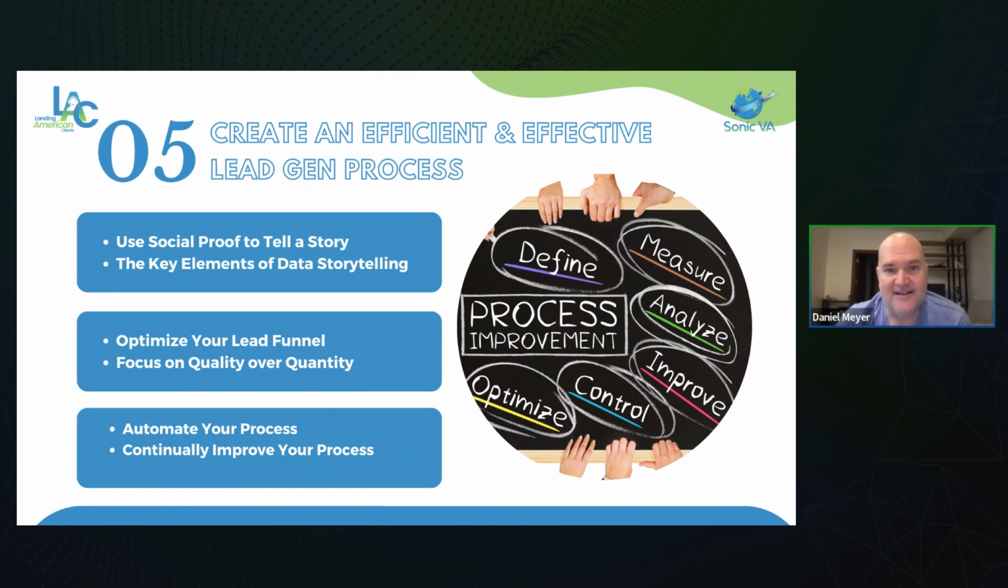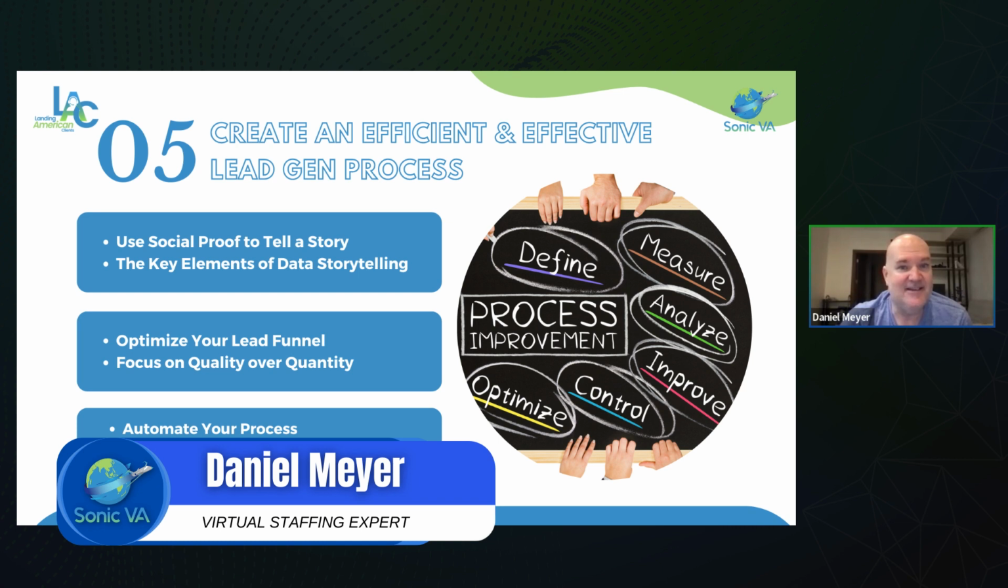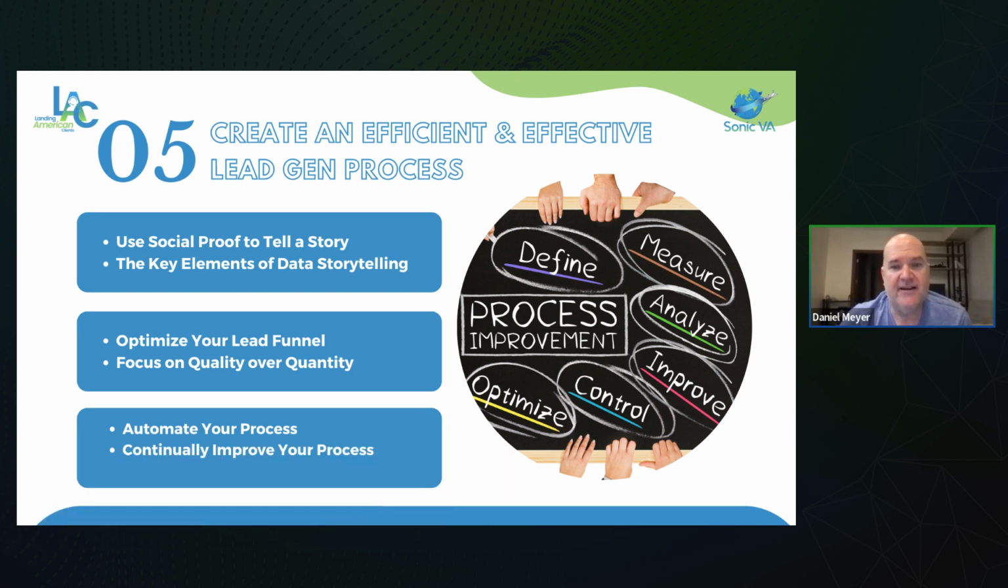All right, so here we are on day 5 of the Sonic VA lead generation training. And tonight we're going to focus on how to create an efficient and effective lead gen process. We're going to talk about how to use social proof to tell a story, talk about the key elements of data storytelling. These two things kind of go hand in hand with what we talked about as far as analytics, and also the methodologies of 333 and ARM. So we're going to kind of put the methodologies that we learned and tie them a bit into the data. We'll talk about how to optimize your lead funnel and why we should focus on quality over quantity. Two things we talked about all week, but we'll highlight those. We'll finish up talking about how to automate your process and how to continually improve your process.